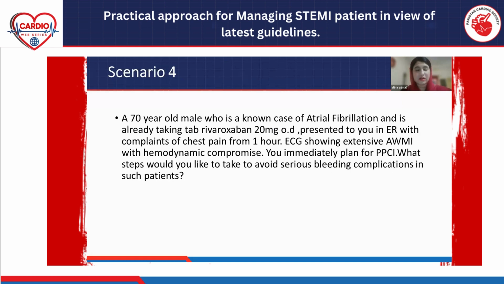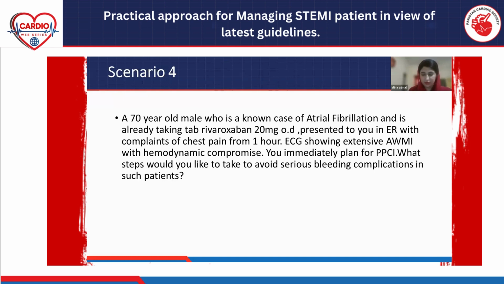The next scenario is also a very important scenario, and it is commonly dealt with especially in emergencies and in older individuals. There is a 70-year-old male who is a known case of atrial fibrillation and is already taking tablet rivaroxaban 20 milligram OD. He has presented to you in ER with complaints of chest pain for 1 hour. ECG is showing extensive anterior wall MI with hemodynamic compromise. You immediately plan for primary PCI. What steps would you like to take to avoid serious bleeding complications in such patients?